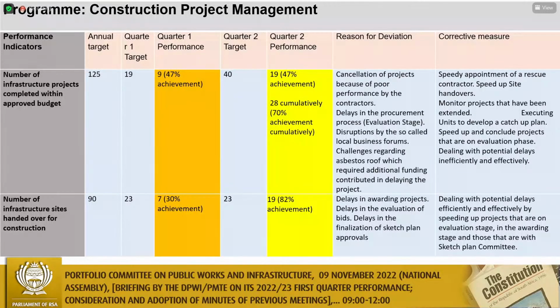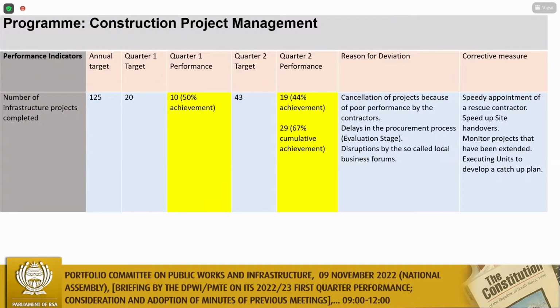And then the handover of sites, for which we had targeted 23 in quarter one, and we had only achieved 7. Again, this is a chain process, where we experience quite a number of delays in the awarding of projects and also the evaluation of the bids. I think also the whole procurement system, in terms of the committees concluding on these processes: the longer it takes for the committees to conclude, the longer the starting time to actually hand over these sites will also be affected, and that eventually affects the achievement of these targets as well.